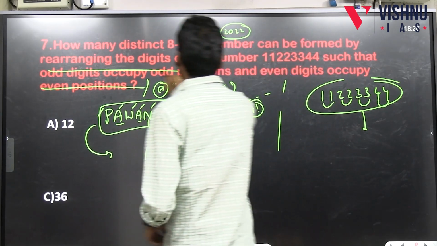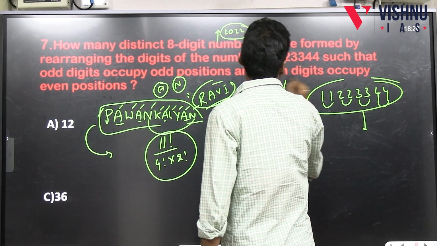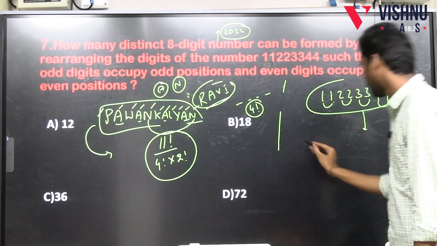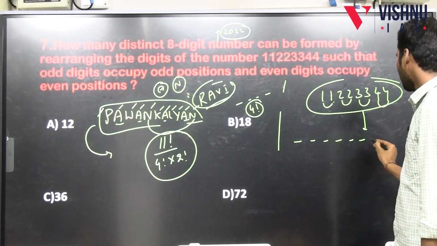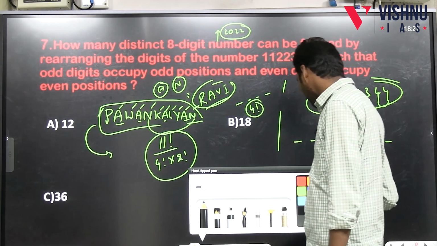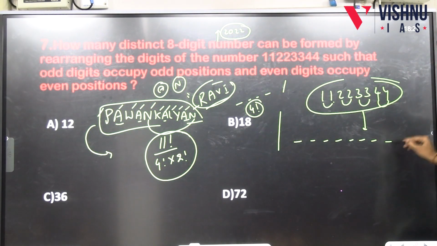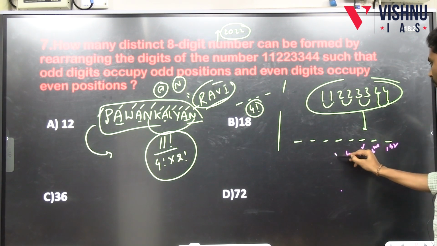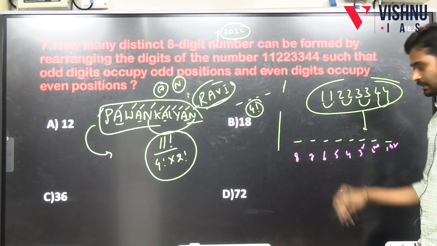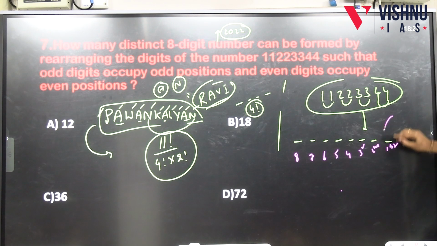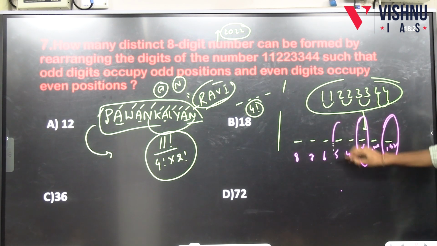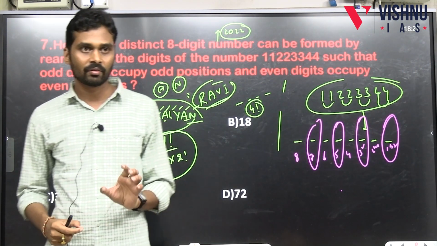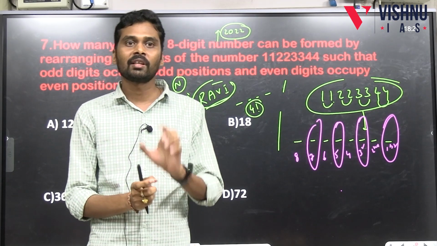So here we are now considering the condition. The condition is that odd digits occupy odd positions and even digits occupy even positions. The total number of digits is 8: 1, 2, 3, 4, 5, 6, 7, 8. Suppose this is the first digit, second, third, fourth, fifth, sixth, seventh, eighth position. When conditions are given, first we will have to apply the permutations or combinations for the condition.